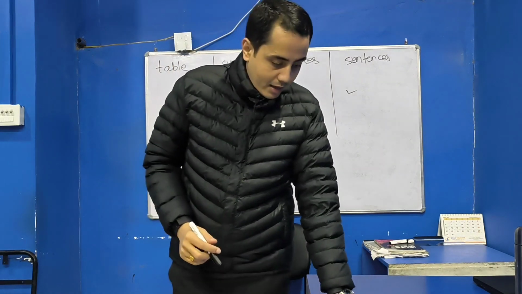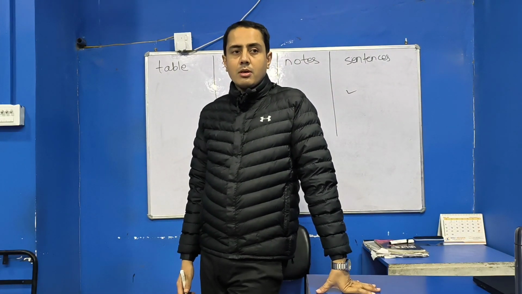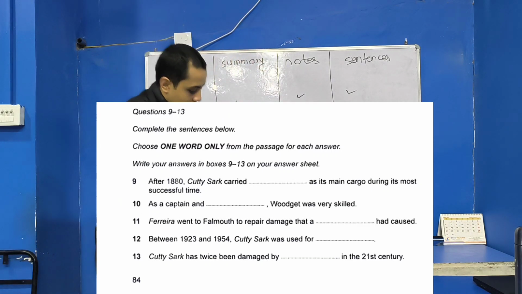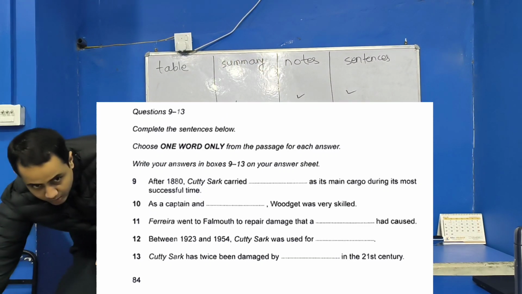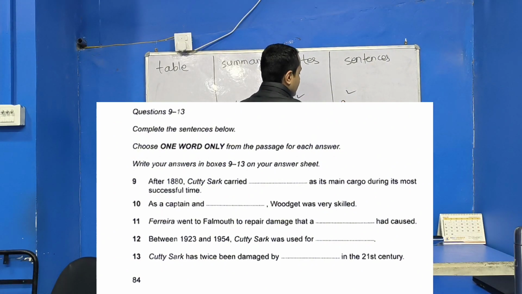Just go back to page number 84. Look at that. Complete the sentences below. Questions 9 to 13. So what should we do for these questions? 9, 10, 11, 12, 13.